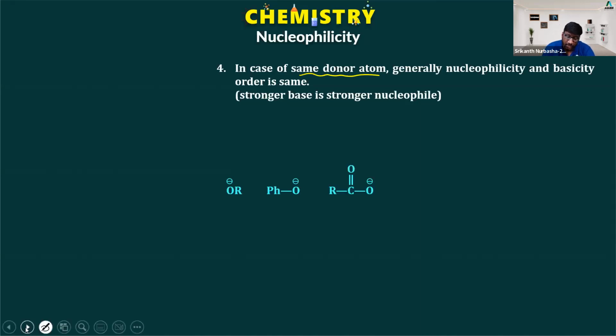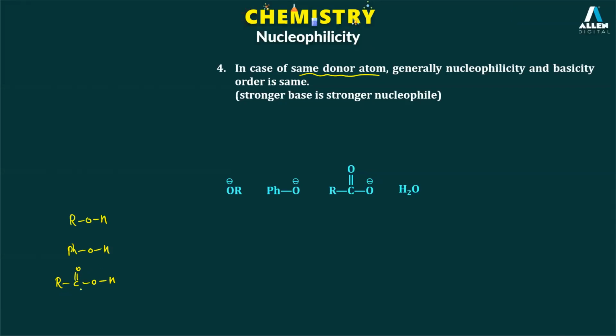Compare here RO minus, PhO minus, RC double bond O minus, H2O. RO minus is obtained from ROH. PhO minus is obtained from PhOH. RCOO minus is obtained from RC double bond OH. Which is a stronger acid? RC double bond OH is a stronger acid. Why? Because of equivalent resonating structures.